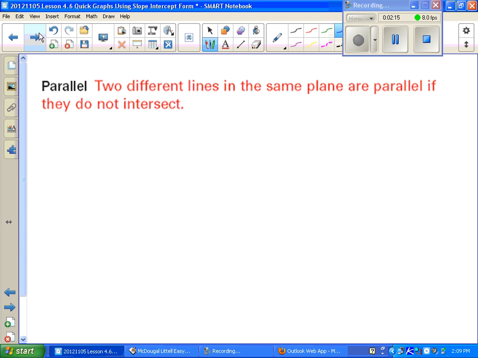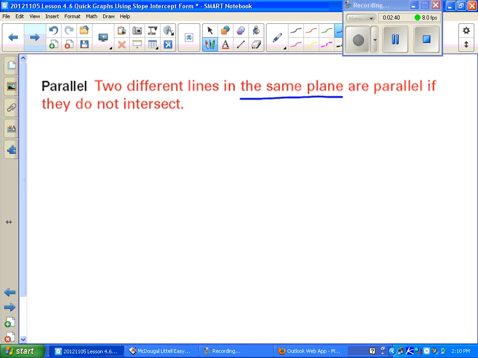The next thing is the definition of parallel. Most of us in here are familiar with what parallel means. It means the two lines will never cross each other. This is taking it one step further. It's saying that they're in the same plane. There's another set of lines that will never cross each other that are not parallel, and those are called skew lines, but we won't really talk much about them until you get to a geometry class.